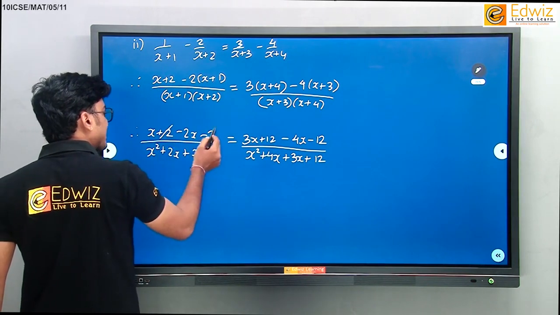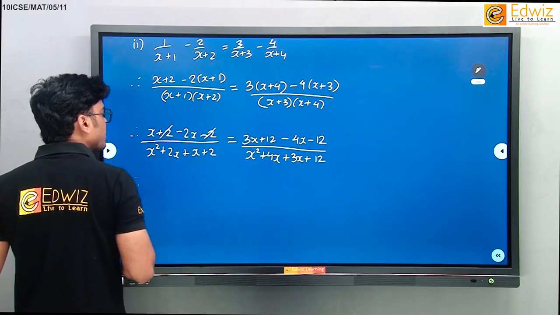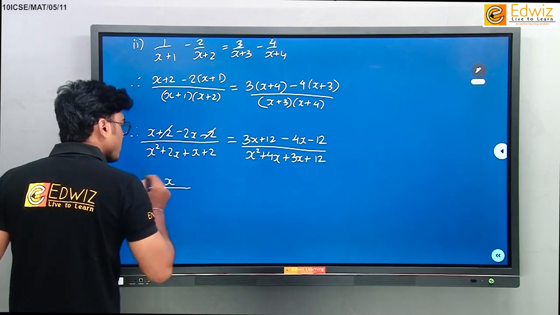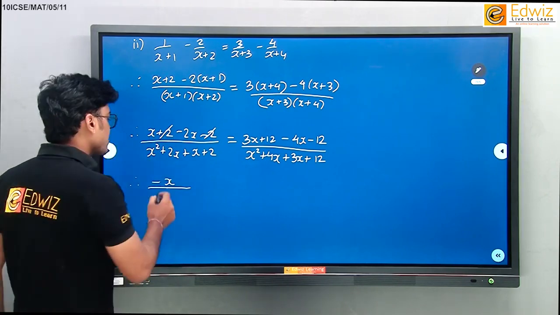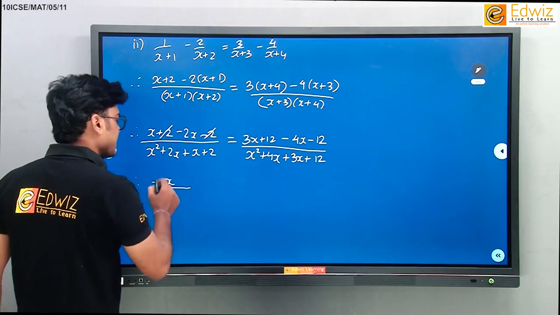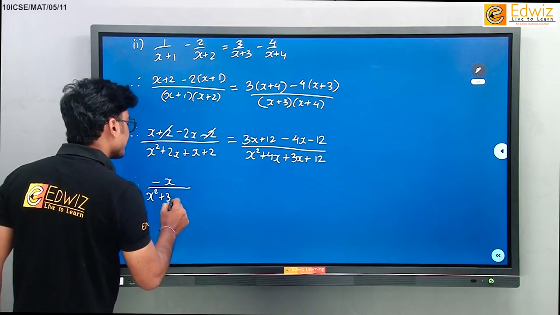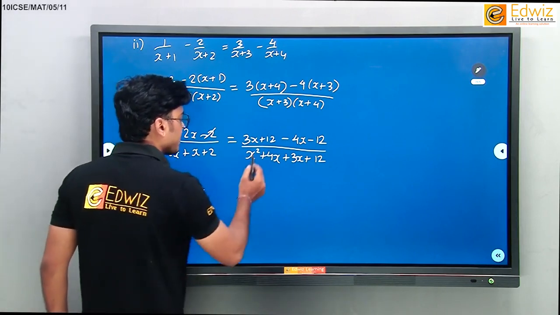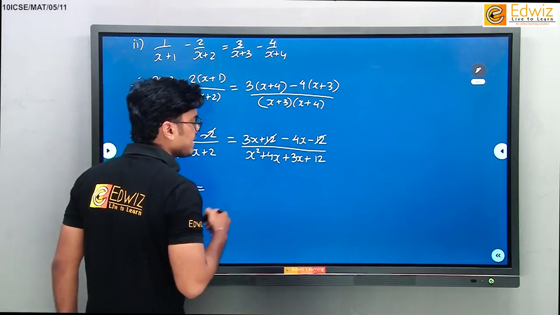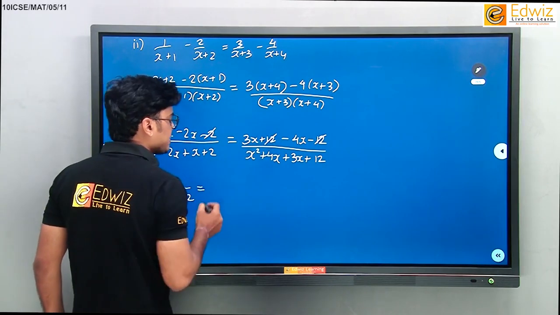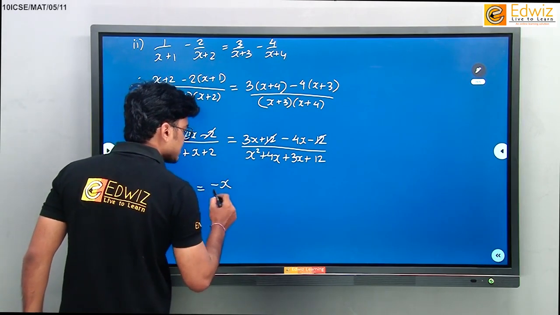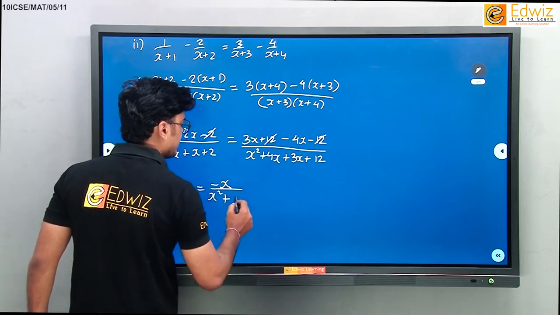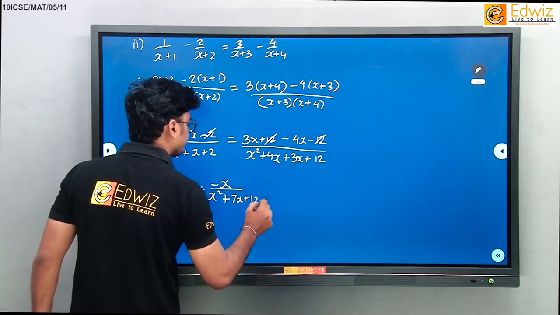You can see + 2 - 2 will get cancelled, and in the numerator we have x - 2x, that means -1x, and in the denominator we have x square + 2x + x, that is x square + 3x + 2. Okay, on the right side again + 12 - 12 will get cancelled. 3x - 4x will become -x divided by x square + 7x + 12.